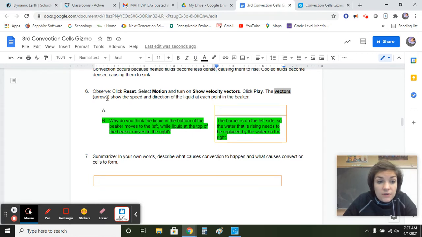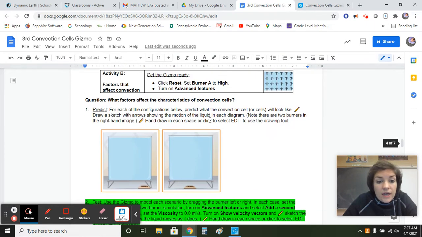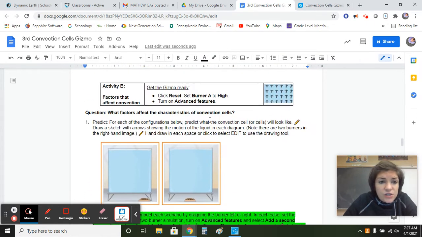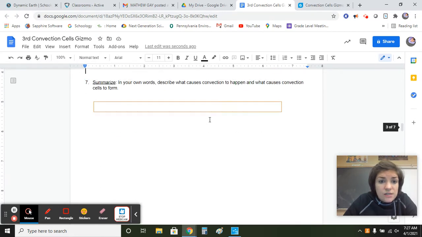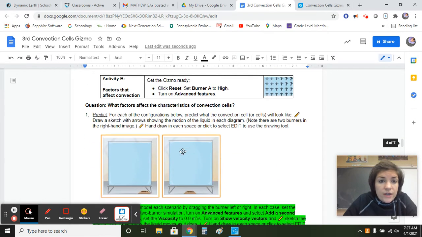Another thing, number 6, sorry, I deleted this by accident. Why do you think the liquid at the bottom of the beaker moves to the left and the liquid at the top moves to the right? So the burner is on the left side. The water that is rising needs to be replaced by the water to the right. So it zooms over and makes the circulation that we know of. You had to answer this on your own. We're going to go down here.